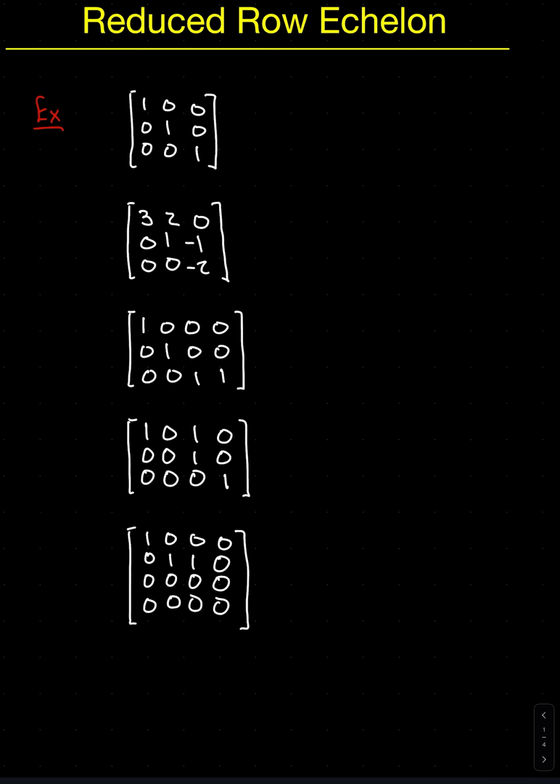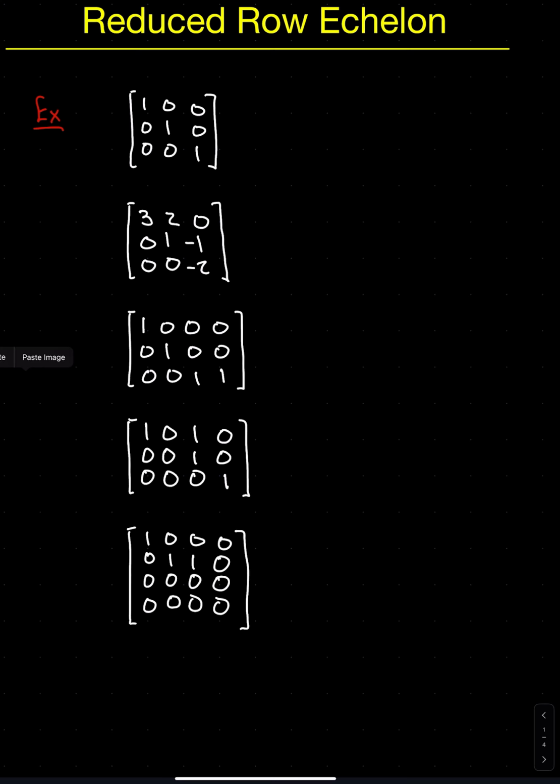So I think it would be best to go over some quick examples to better illustrate the difference between row echelon and reduced row echelon form. So I have these 5 examples. Each of them is in row echelon form or reduced row echelon form. And I'm going to go through them all to discuss why they're in their respective forms.